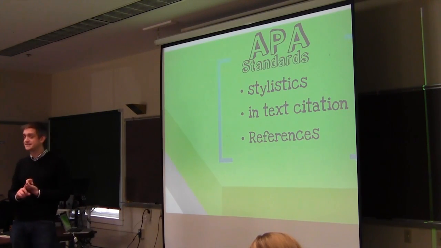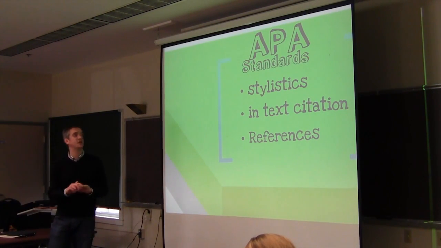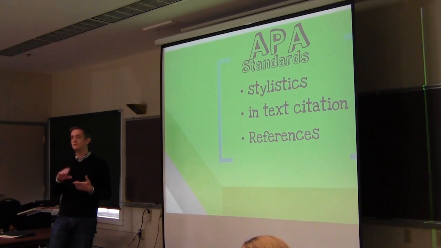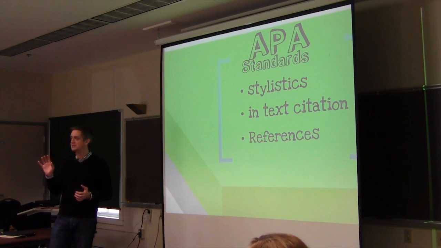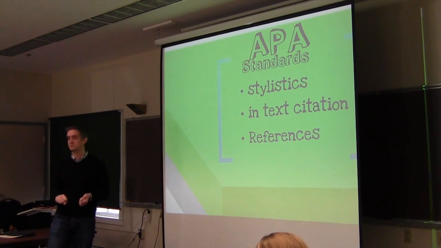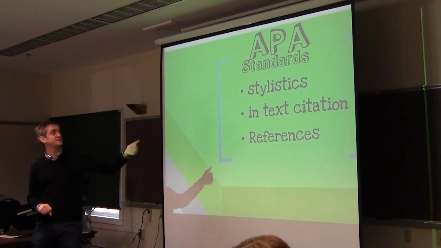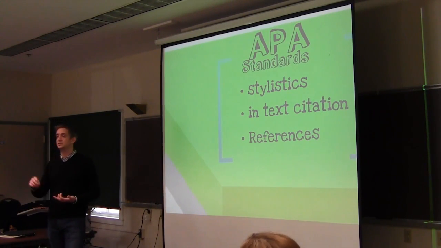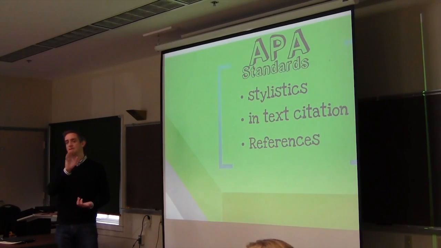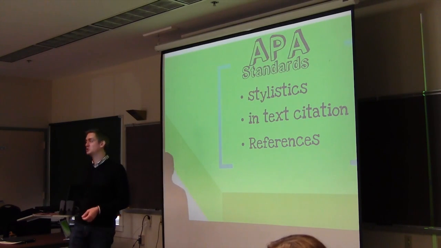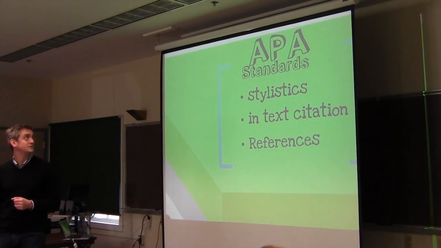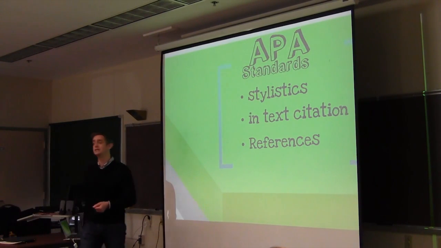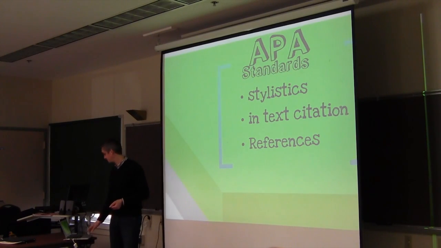APA includes stylistics, and this can be things such as language and formatting. It can also include, for example, the way we punctuate or the kinds of papers we put together. APA standards include in-text citation, which is the way that we attribute the information that we use in our papers to a certain source, and our references, which are the sources that provide the information that we use in our research. So APA is widely used in academic writing.